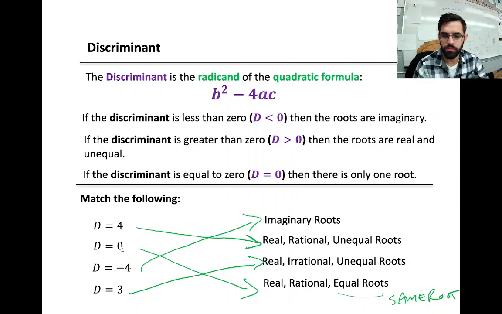Discriminant, if it's 0, then we have real roots. They're rational because they're the same roots. If the discriminant is any negative number, we're going to have imaginary. It's hard to say if they're rational or irrational because it's an imaginary number. We haven't imagined that part of the number yet, or have we?